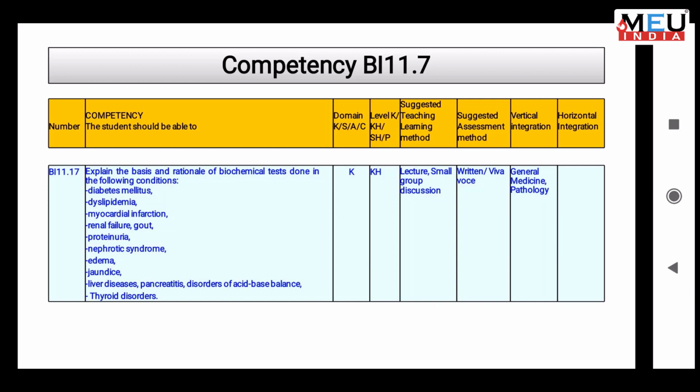For the competency on diabetes mellitus, we have framed the following specific learning objectives. At the end of the TL session, phase 1 MBBS students should be able to list various biochemical tests used in diagnosis of diabetes mellitus, list various biochemical tests used to monitor the control of diabetic status, explain the basis and rationale of GTT, GCT, and tabulate the WHO and ADA criteria for diagnosis of diabetes.